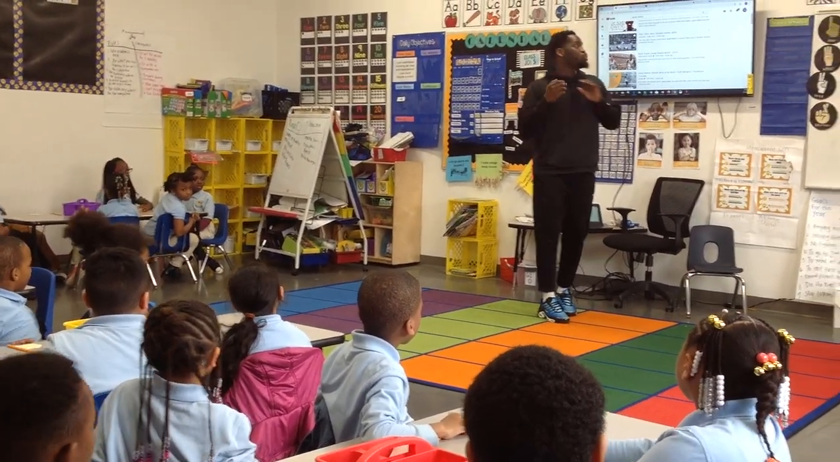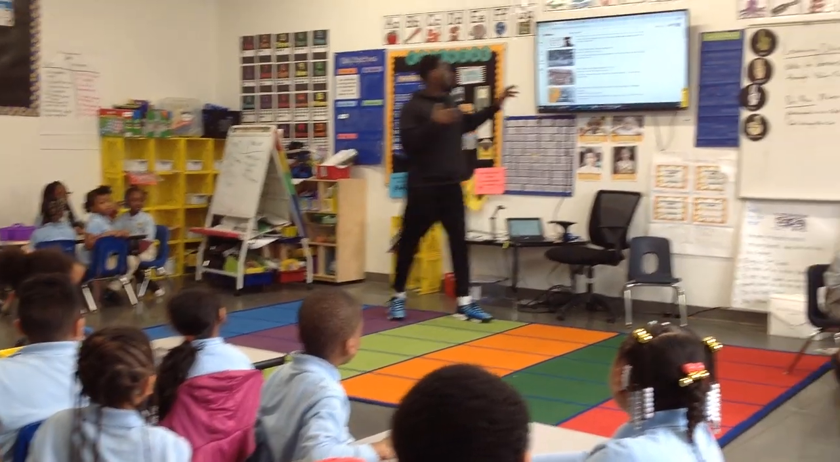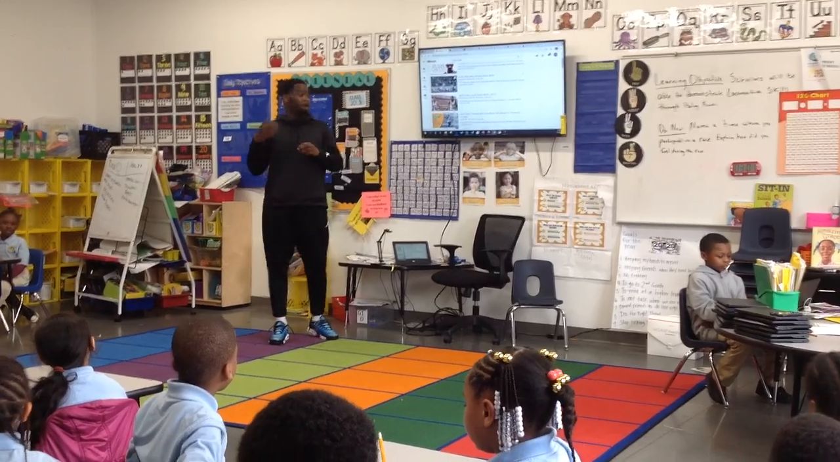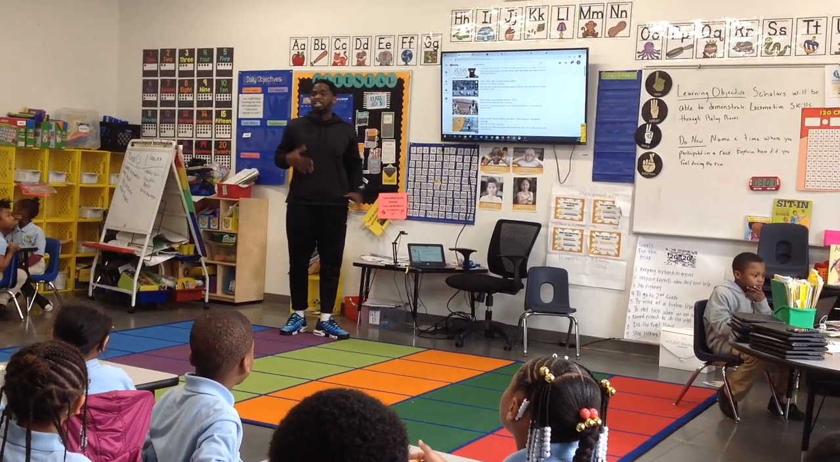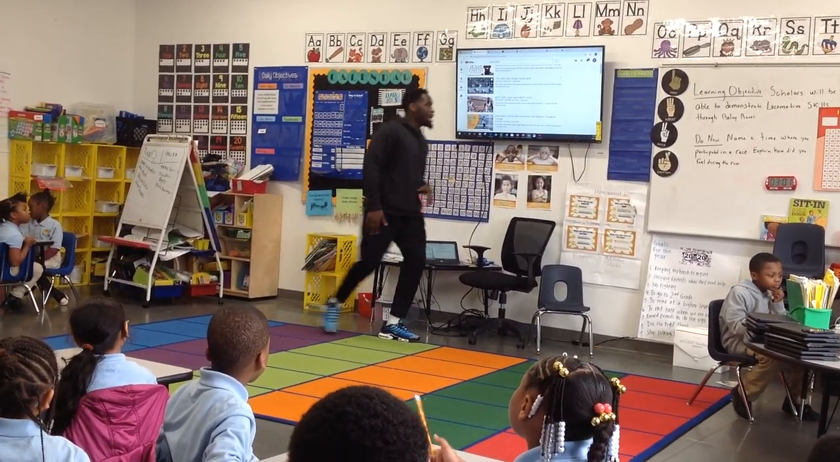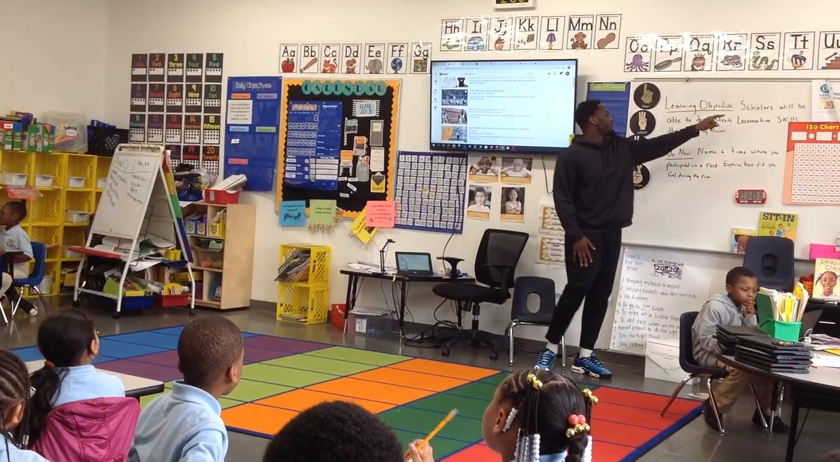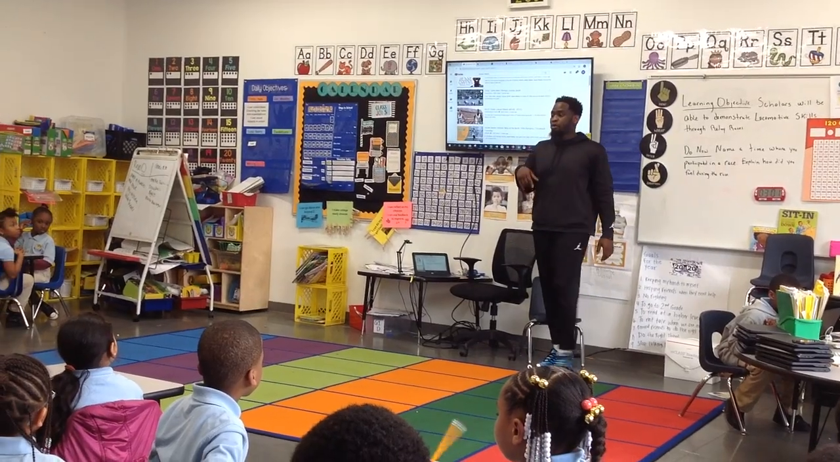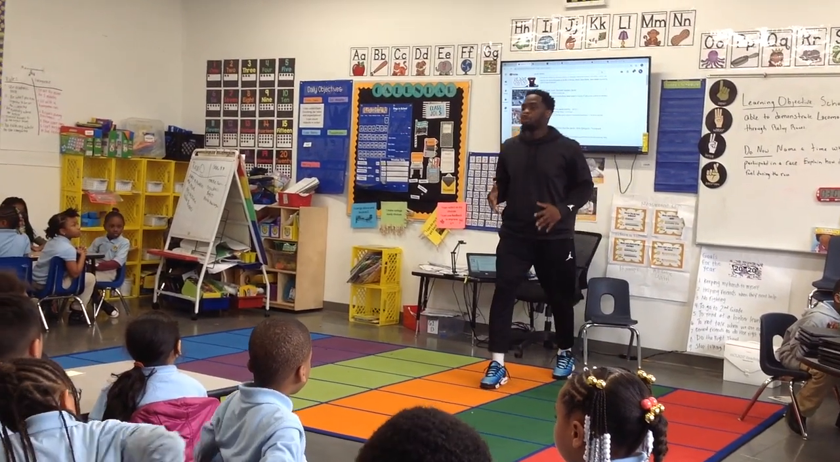So today we're going to be doing relay races, and we're going to watch some videos about Jesse Owens. I know you learned about Jesse Owens previously, so we'll look at his form and his posture. Our learning objective is that scholars will be able to demonstrate locomotor skills through relay races, using the proper form and technique.